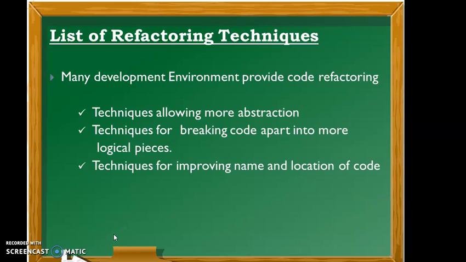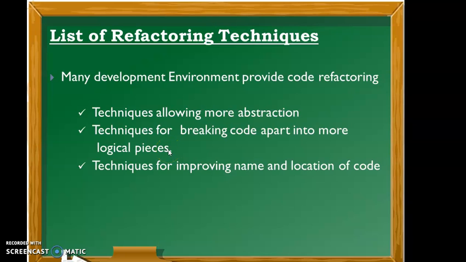In techniques allowing more abstraction, there is code encapsulation, where different fields can be accessed with getter and setter methods. Code sharing can be achieved by generalizing type. Here we use polymorphism, where we replace type checking code with states.